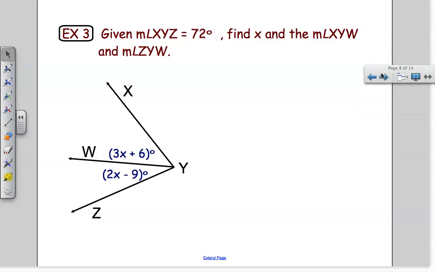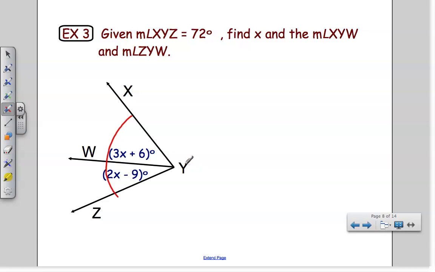Let's do an example. Given that the measure, remember that means measure, of angle XYZ is 72 degrees. That means this entire angle measure here, XYZ, is 72 degrees, the whole thing. Find x. Notice this angle XYW is 3x plus 6, and this angle WYZ is 2x minus 9. I'm going to find x, and then I'm going to find the measure of each of these smaller angles.